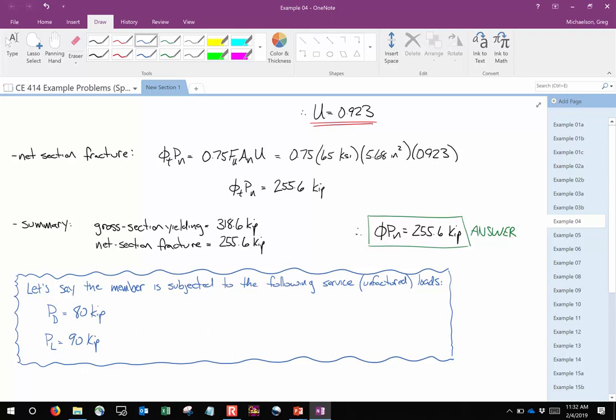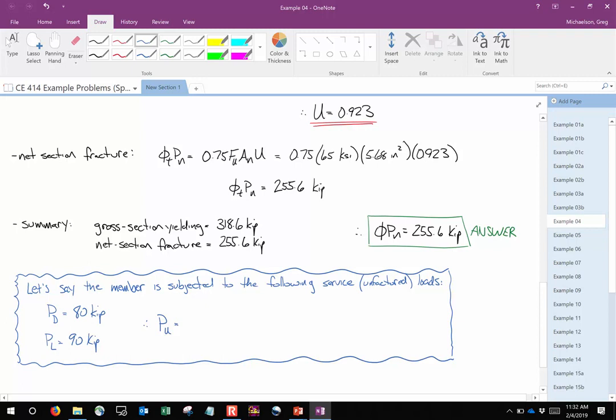And let's say that these are service loads. Y'all remember what service loads mean? It means that it's unfactored. Okay? So let's say I've got these service loads. What do I do to this dead load and this live load? There we go. So we need to factor them.